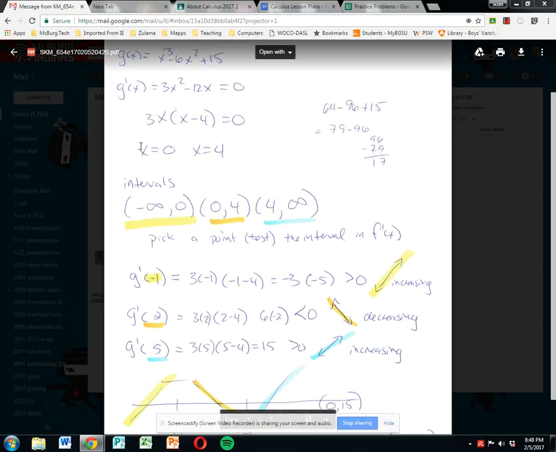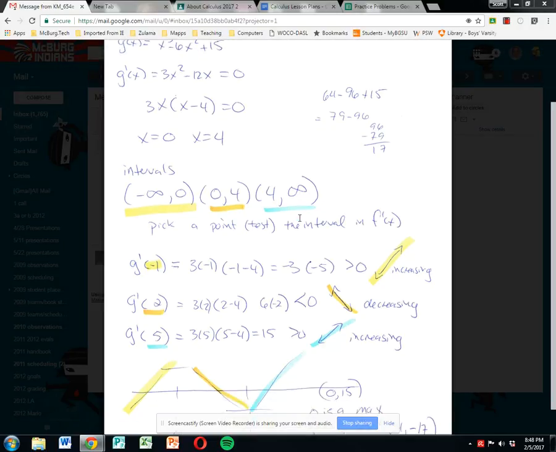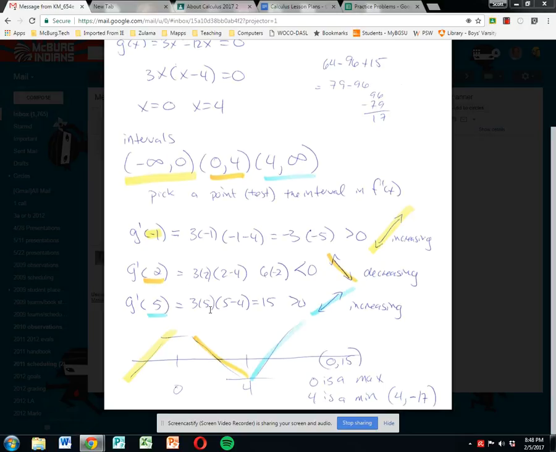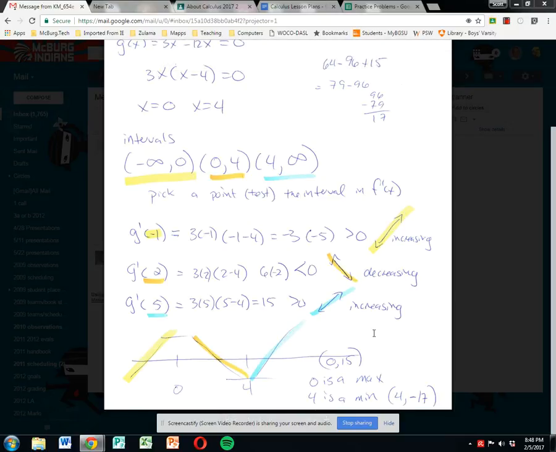So again, it's all about setting the derivative equal to 0, finding intervals starting at negative infinity and going all the way to positive infinity, and picking a test point in those intervals. If you plug that point into the derivative, if it's positive, it's increasing on that interval. If it's negative, it's decreasing on that interval.